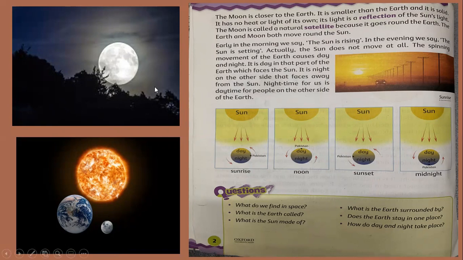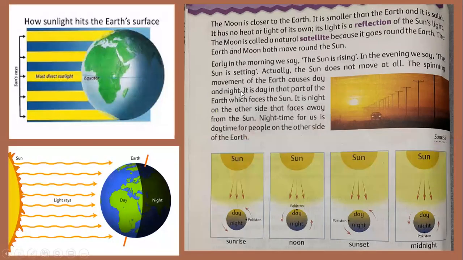Okay, children, this is about the moon. Now let's move to the next paragraph. What they are saying here: early in the morning, we say the sun is rising, just like in this picture. In the evening, we say the sun is setting. It means going down and the night is coming. Actually, the sun does not move at all. As I told you, the sun has a fixed position. It does not move. Our planets are moving. The sun does not move at all.